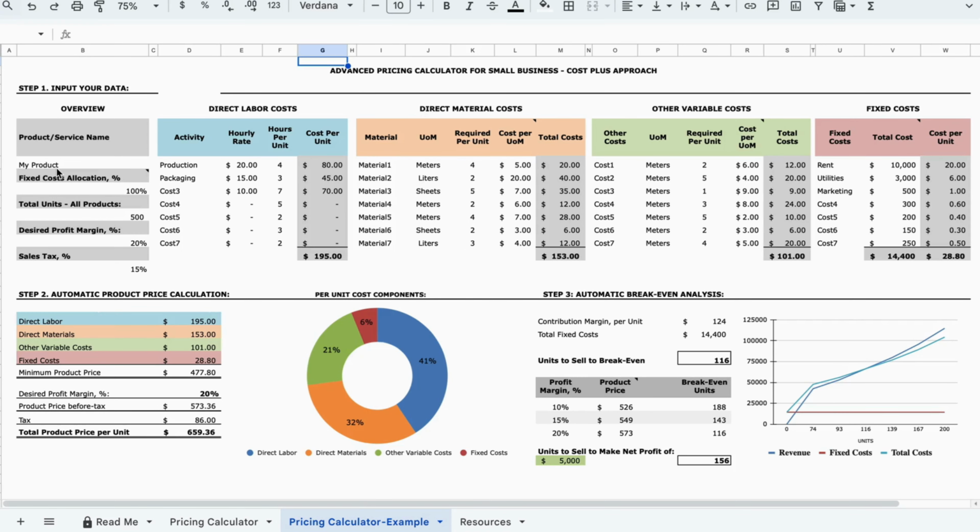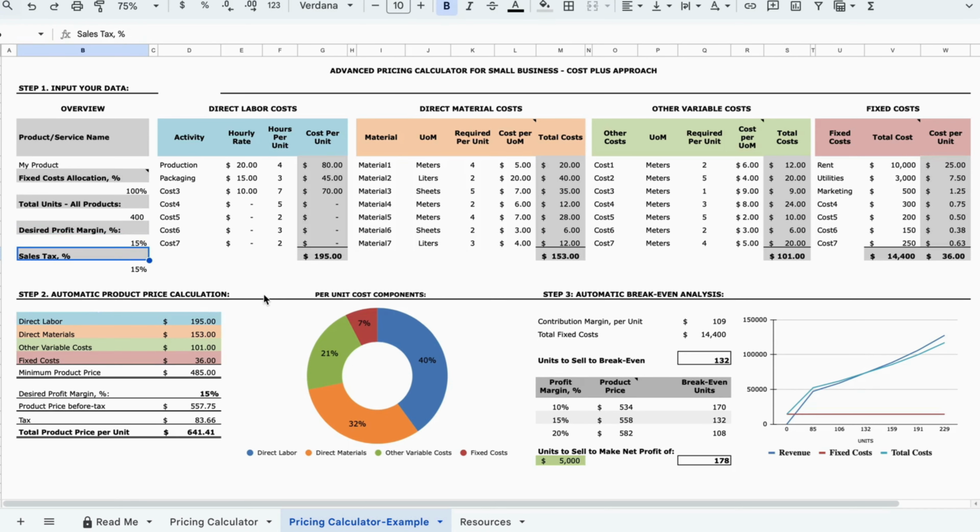Here's how it works. First, add your product or service name. Then enter a fixed cost allocation percentage for the specific product or service, or leave it at 100 if you only have one product. Then enter the number of units of this product you are planning to produce and the desired profit margin. Please also update your sales tax rate. Then you add your variable cost per unit, such as direct labor, direct materials, and other variable costs, and the fixed costs like rent, utilities, or marketing.